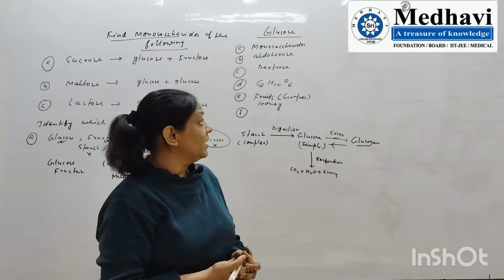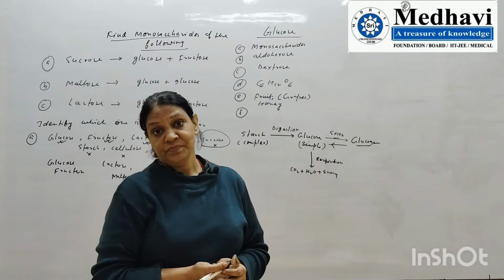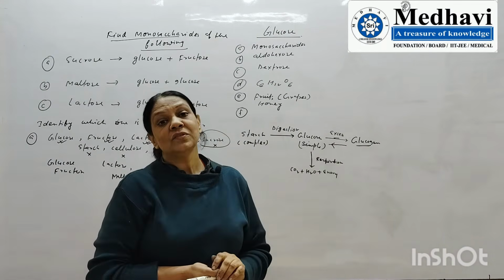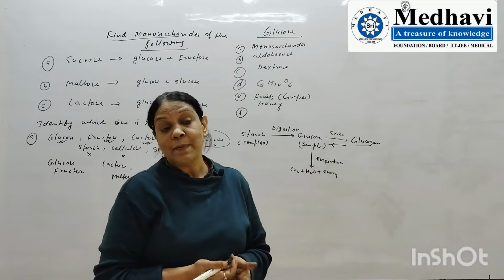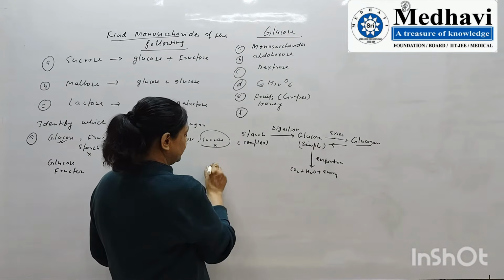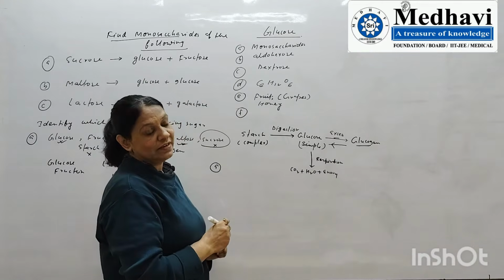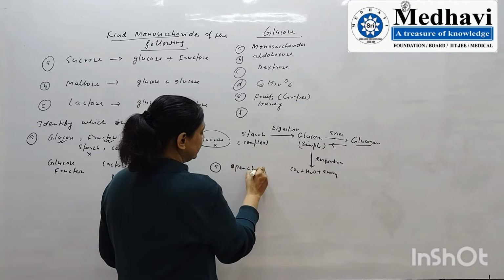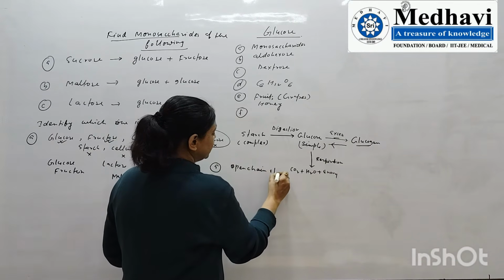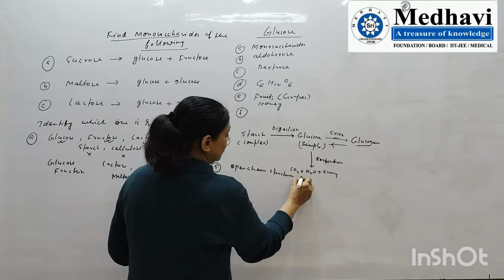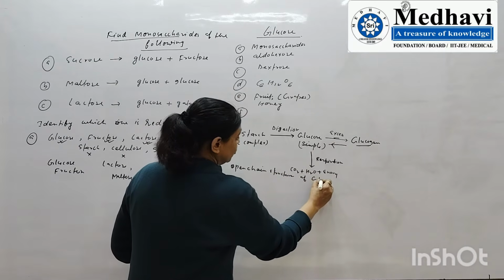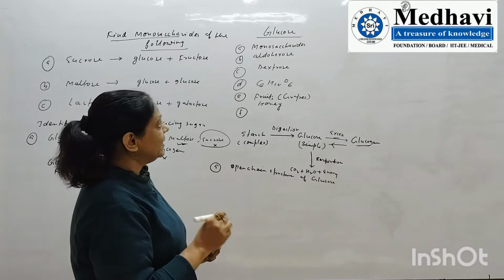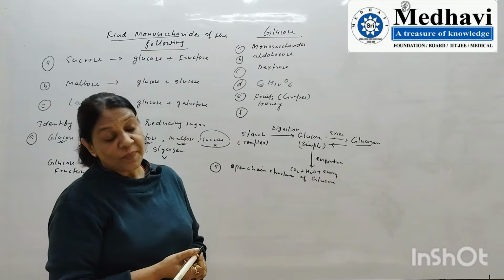But the main important point is the structure of glucose. If I explain this topic, then students will be able to explain the first information they will get, that is, the open chain structure of glucose. Very important. Glucose has two structures: first is open chain and second is cyclic. In this video, I am going to explain the open chain.